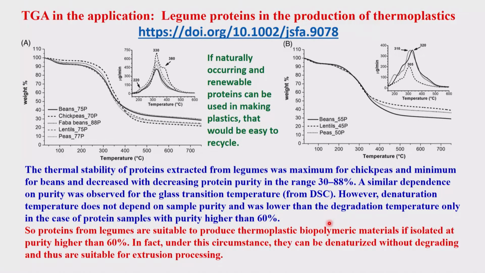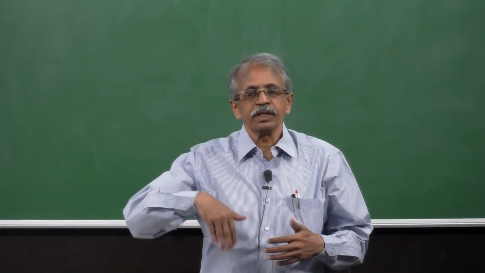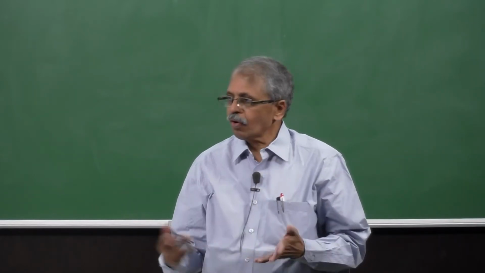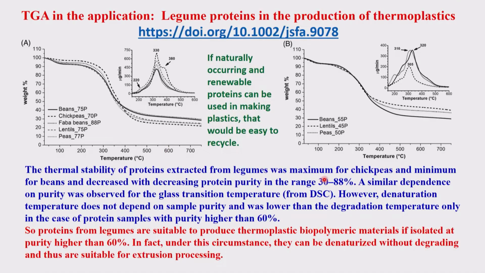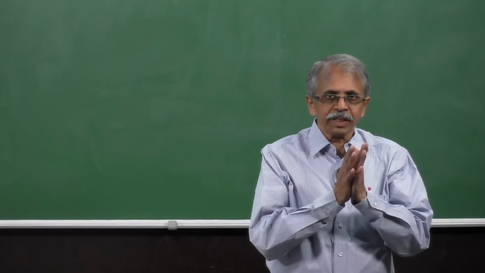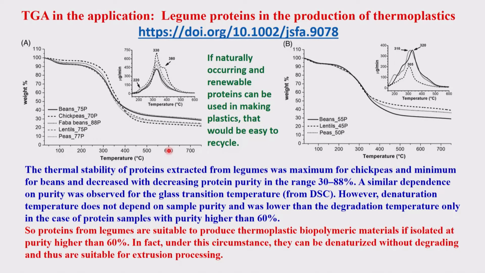So, who is telling us about this purity? Your thermogravimetric analysis, so thermal analysis as a whole. You can combine these with DSC, you can combine with DTA, all of those can be combined. That is the advantage of using thermal analysis to see the purity of the protein materials you are using for making thermoplastics. These are all degradable, they can be denatured without degrading, and thus they can be extruded.